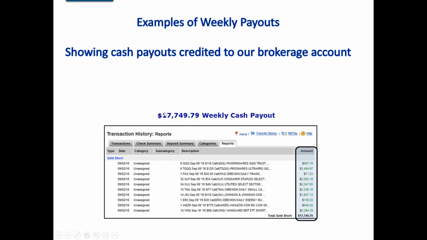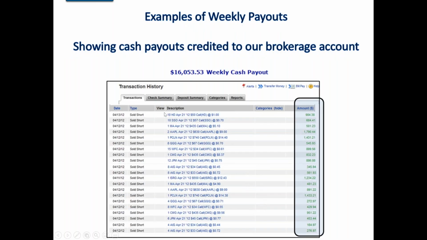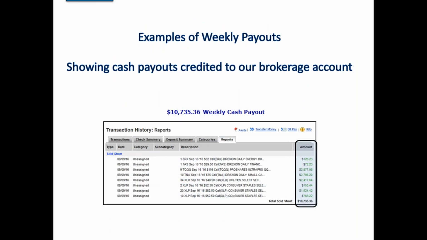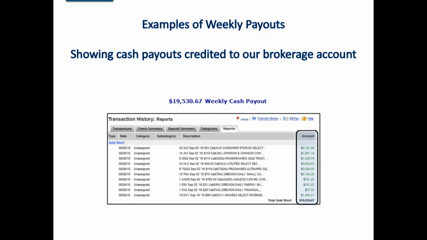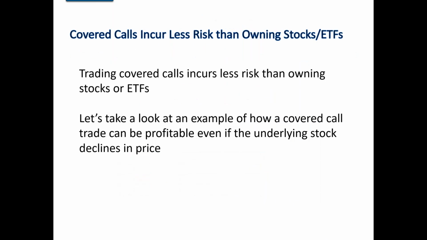This week we collected 17,000. This week we collected 16,000, 10,000 this week, 19,000 this week. So these are just examples of weeks that we picked out and the amount of option premium we sold that week. And over that 10-year period, we averaged about $47,000 a month with cash payouts on these option premiums. So as I mentioned, the covered call strategy incurs less risk than owning stocks or ETFs.